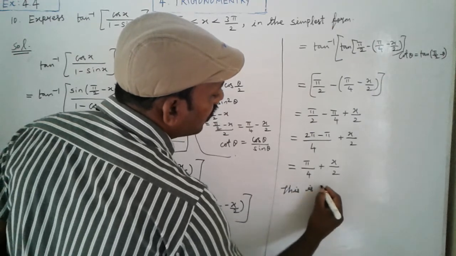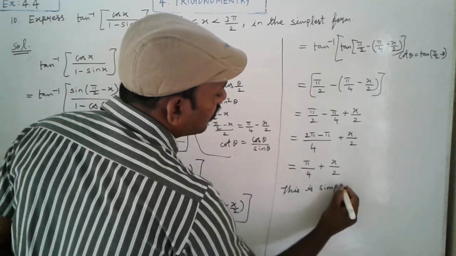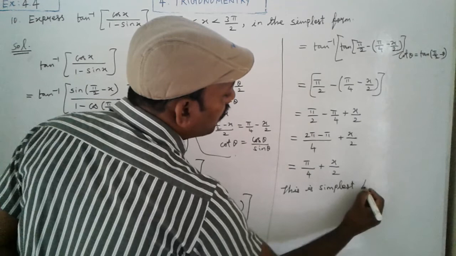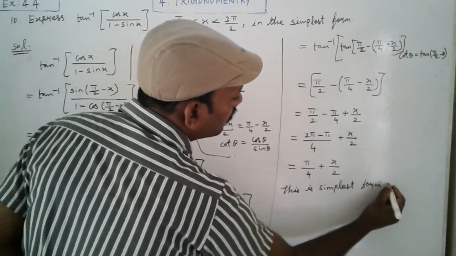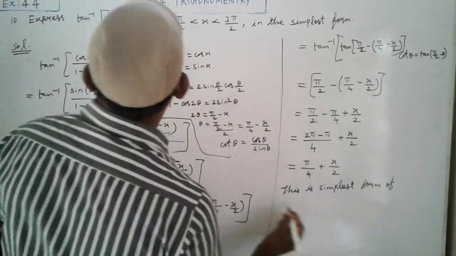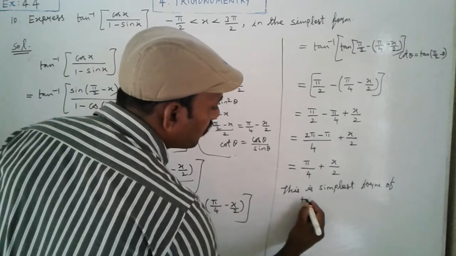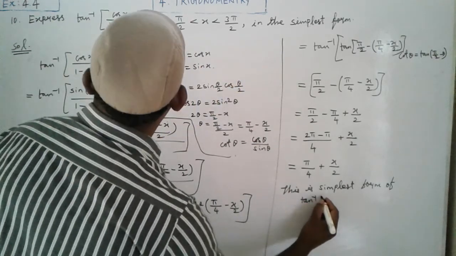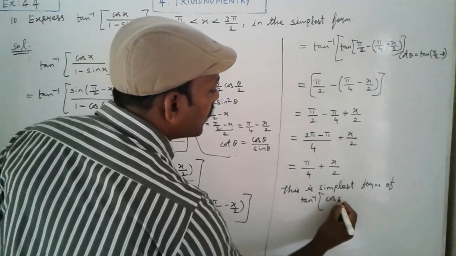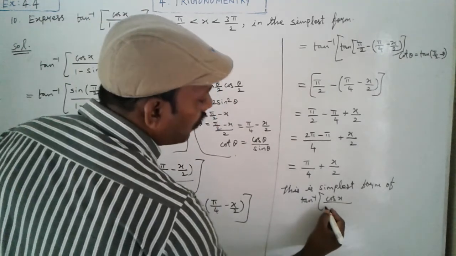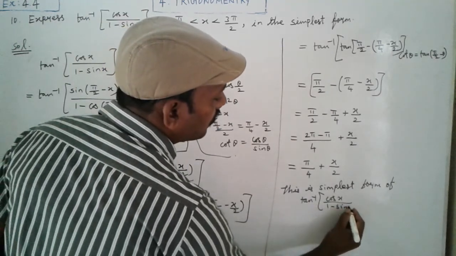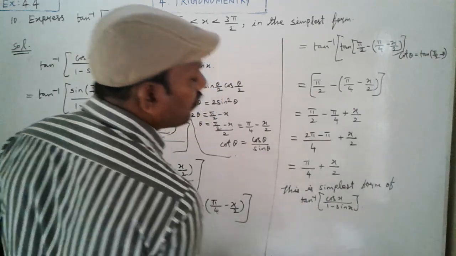This is the simplest form of tan inverse of cos x divided by 1 minus sin x. That's all.